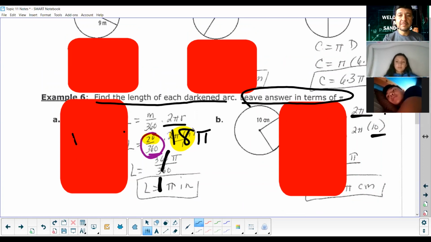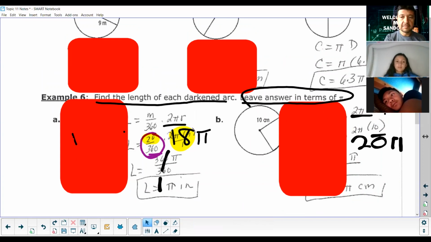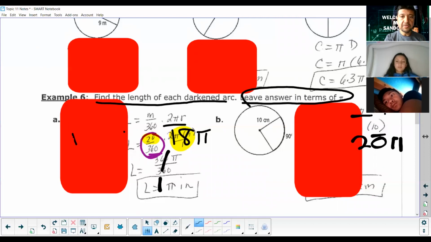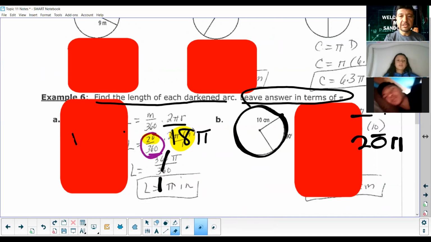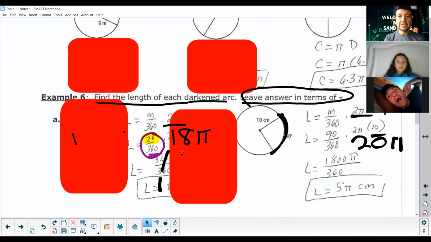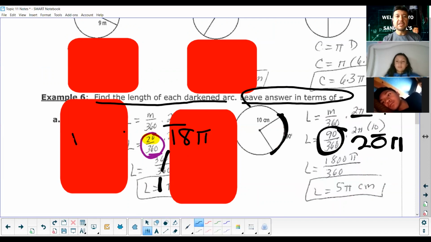20 pi. Yeah, 20 pi, right? Okay, that's the whole thing. That means that if I went ahead and encircled the whole thing, I could guarantee the solution of the whole thing is 20 pi. But I don't want the whole thing. I just want a fraction of it. So as a result, I place this little thing here. You see how it says 90 over 360? This gives me that percentage.